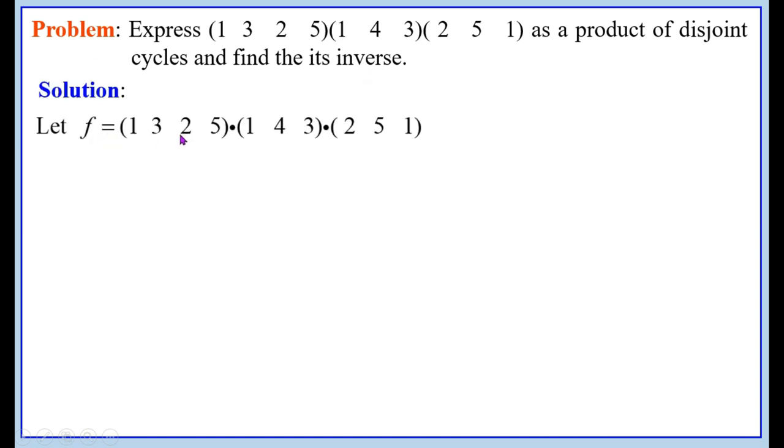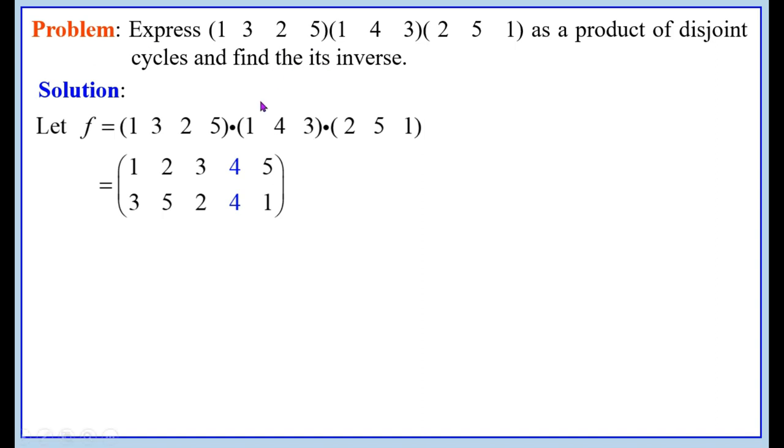Let us consider F to be the product of the given cycles, namely (1, 3, 2, 5), (1, 4, 3) and (2, 5, 1). In the first cycle, we have 1, 3, 2, 5, that is, number 4 is missing, and hence 4 becomes the identity permutation, and hence the first cycle can be expressed as a permutation, namely the first row 1, 2, 3, 4, 5, second row 3, 5, 2, 4, 1. Let us verify whether it is correct or not. Start with 1, 1 goes to 3, 3 goes to 2, 2 goes to 5, 5 goes to 1. Yes, it is right. Write the cycle (1, 4, 3) as a permutation.